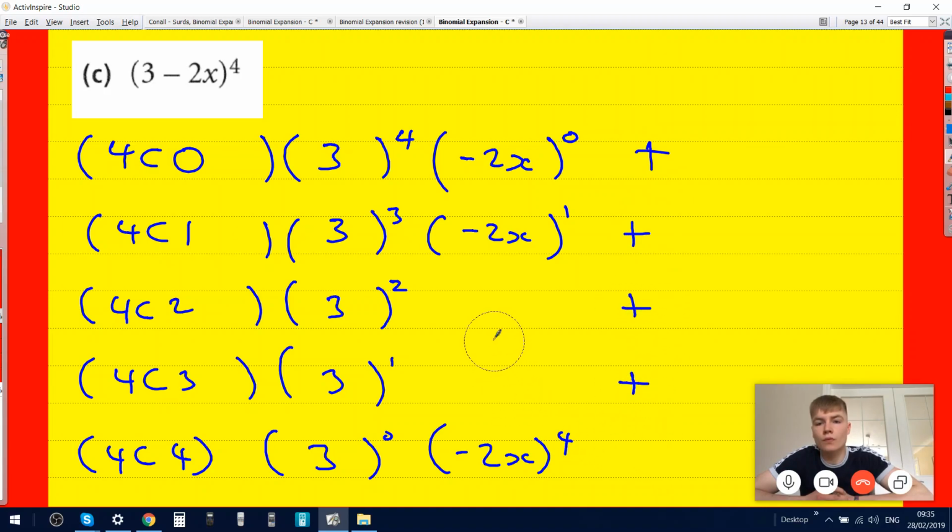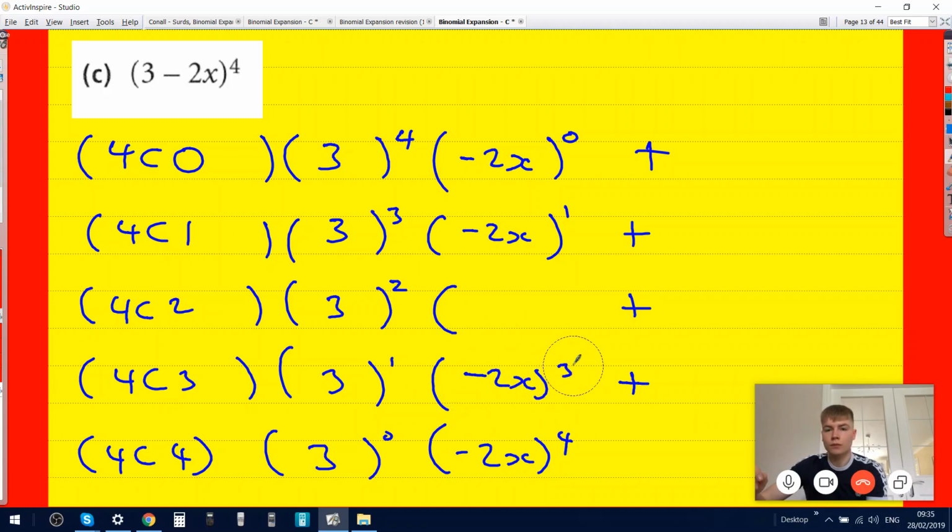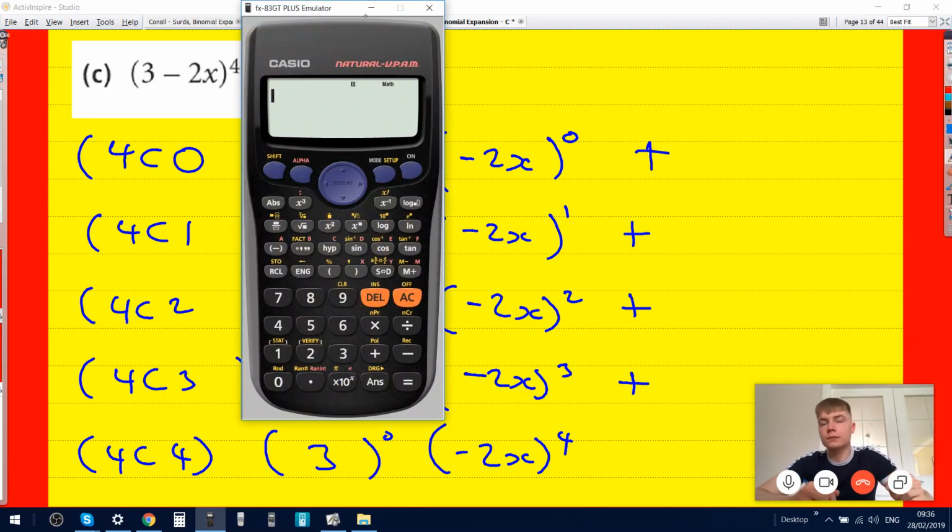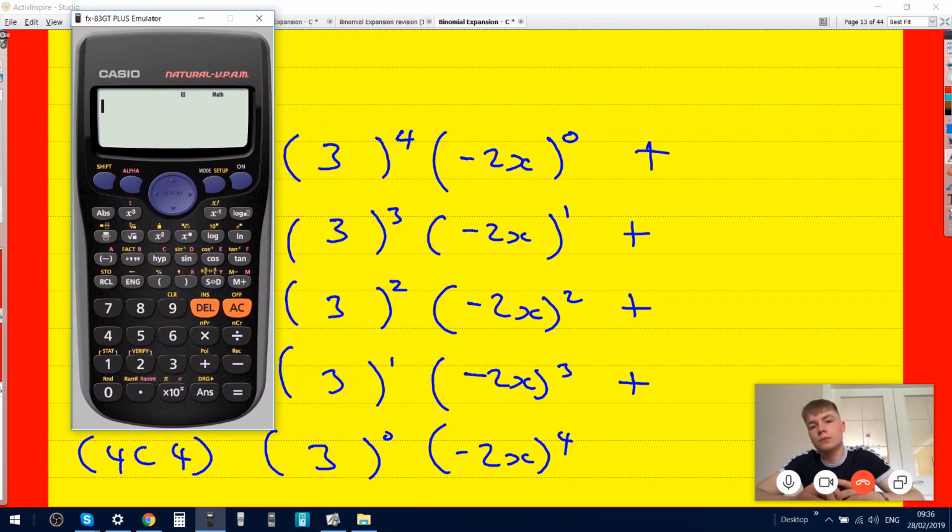So let's try this one here in the middle. Hang on, let me think. Now try this one, the second last one. Minus 2x to the 3. Try that one. Do you have your calculator? No, I haven't. Say it again, sorry? I haven't got my calculator with me. I know. Okay, so I'll use this one.